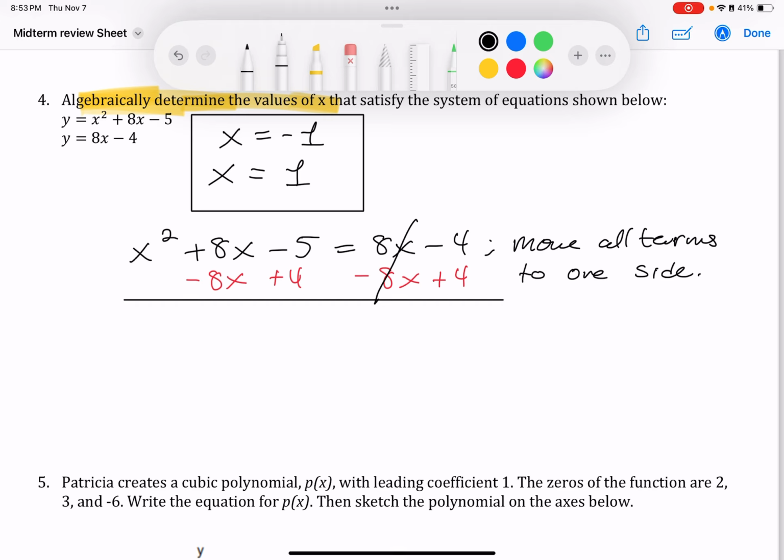8x minus 8x is 0. Negative 4 plus 4 is 0. So x squared, 8x minus 8x, that's gone. That's 0. Negative 5 plus 4 is negative 1, equals 0.